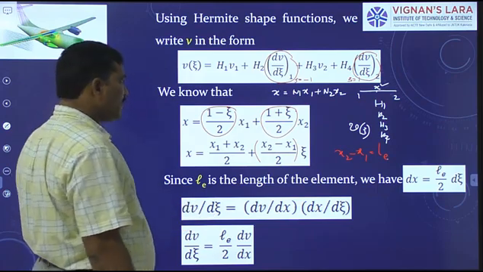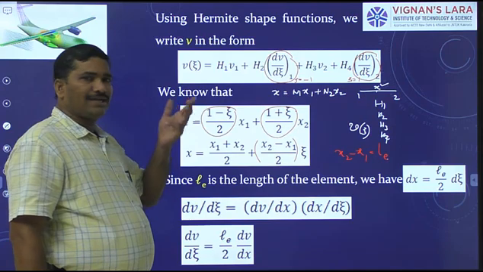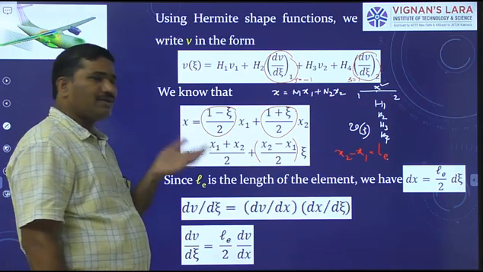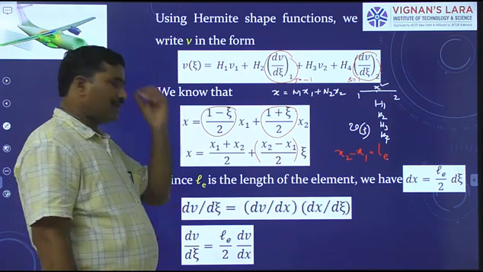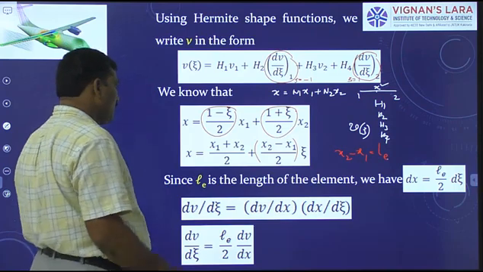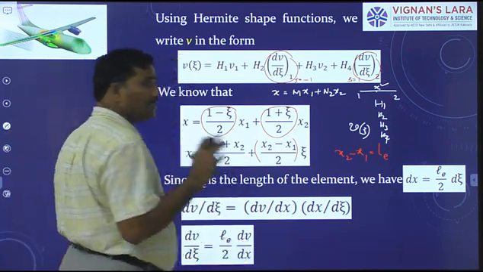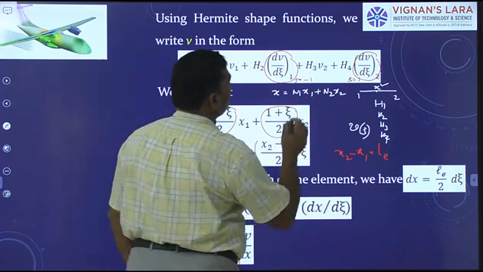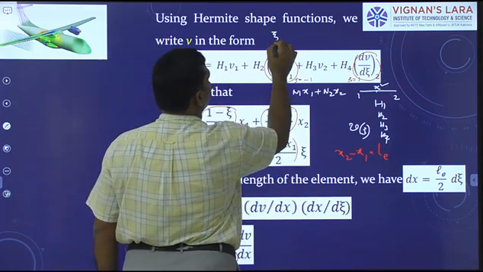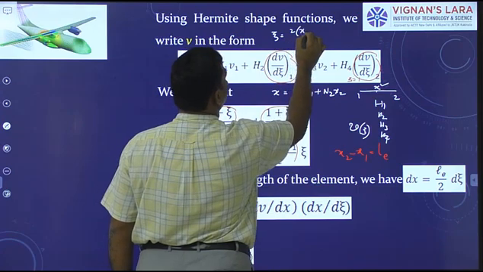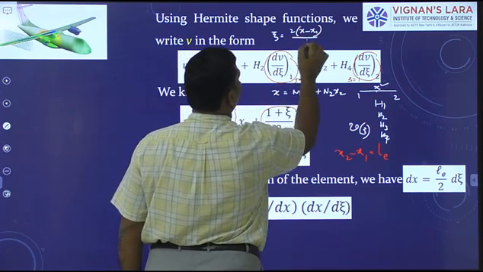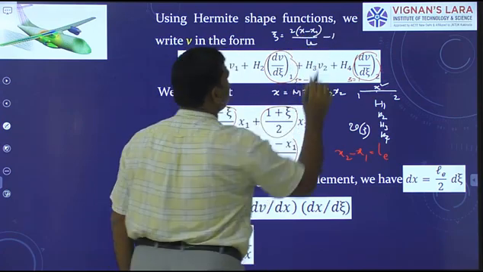And we can express here the coordinate x in terms of J. You can transform the coordinate x into J. How? We know the expression for x. We know the expression for J. What is J? J equals 2 into x minus x1 by length of the element, minus 1. This is the expression.